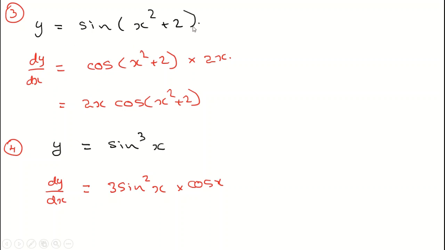Sin of x squared plus 2 means cos of x squared plus 2 into 2x. So 2x cos of x squared plus 2. Y equals sin cube x means 3 sin squared x, n minus 1 here, into cos x.